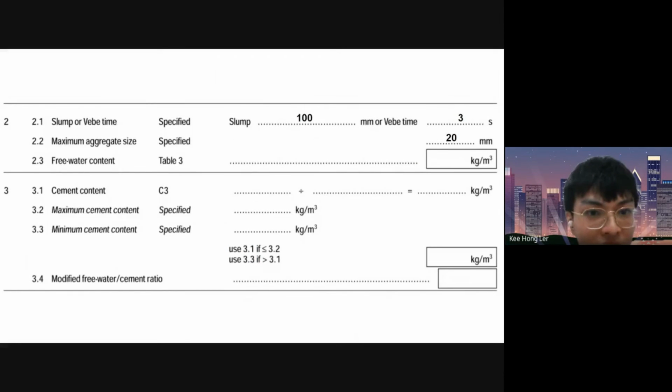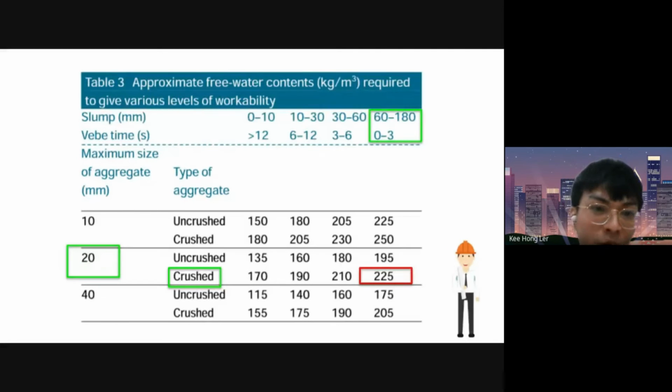Our slump given is 100 millimeter, and our maximum aggregate size given is 20 millimeter. In this case, we have to find our free water content. In order to find our free water content, we have to use Table 3, where our maximum aggregate size is 20 millimeter, our type of aggregate is crushed, and our slump is 100 millimeter. So we can get our free water content equal to 225 kg per meter cube.